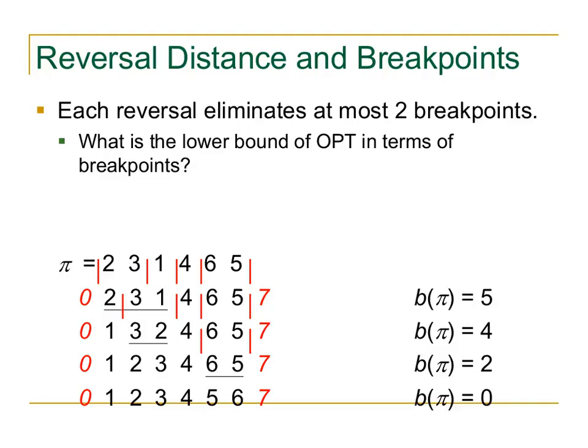First, reverse the segment from 1 to 4. 0, 1, 3, 2, 4, 6, 5, 7. This move removes 1 breakpoint at the segment's start and 1 at its end, cutting the total to 4.